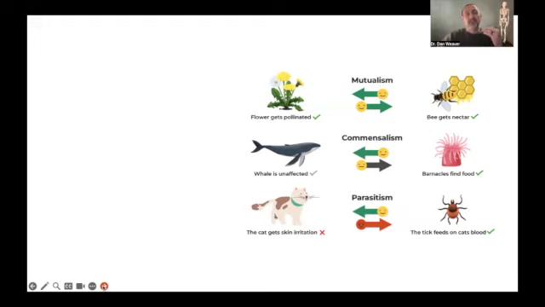Parasitism is a relationship where one benefits, but the other is harmed. So a tick takes the blood from the cat, the tick benefits, but the cat doesn't benefit. The cat's harmed because it's losing blood. So there's some interactions in an ecosystem.